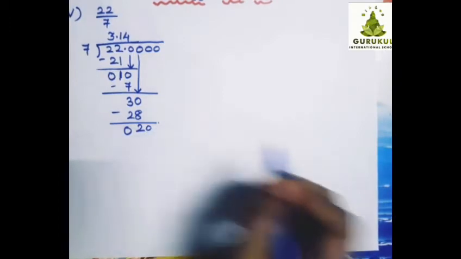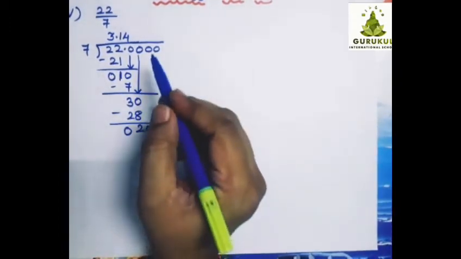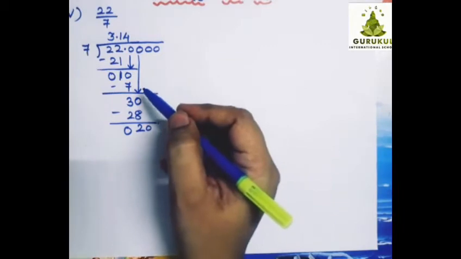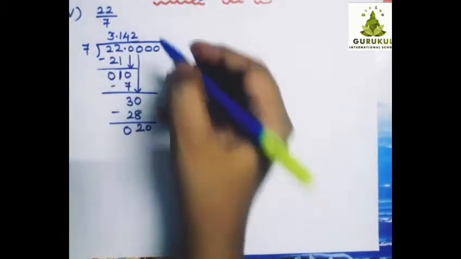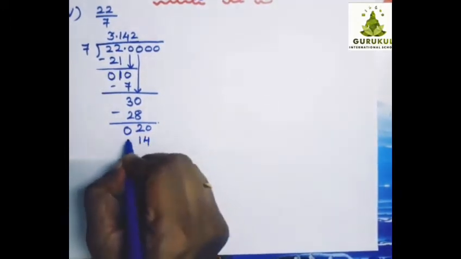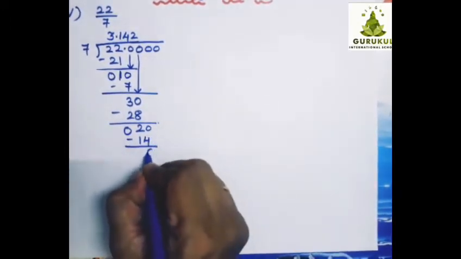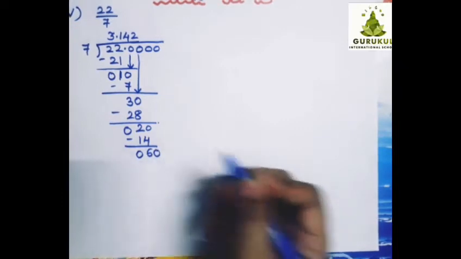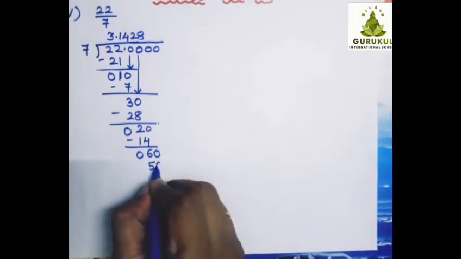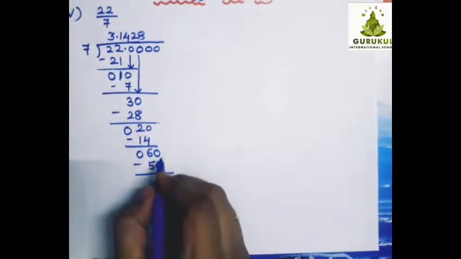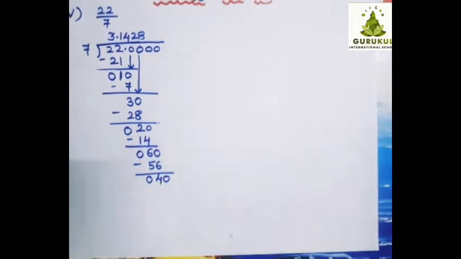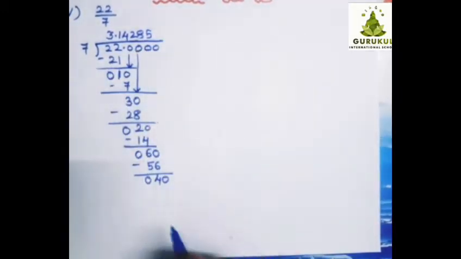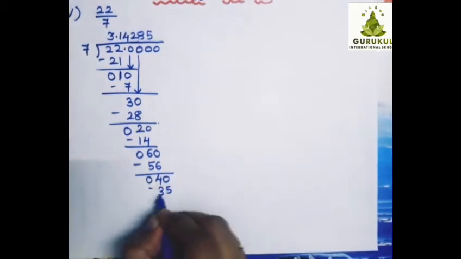Again take 0 down. Now every time I will not put arrows. Okay, let it be. Now you can easily understand it. Then 7 2s are 14. 20 minus 14, what will it give you? 6. Then 7 8s are 56. So it will be 60 minus 56, 4. Okay. Again take 0. 7 5s are 35. So it will be 5.